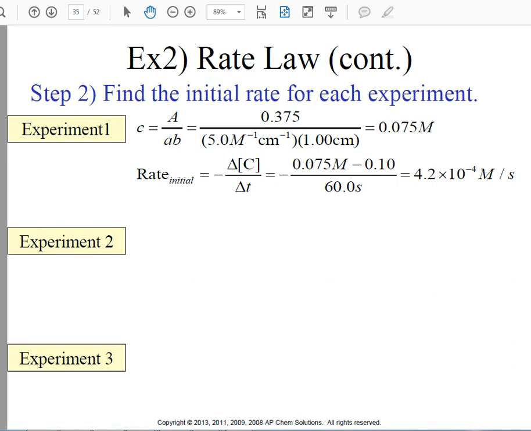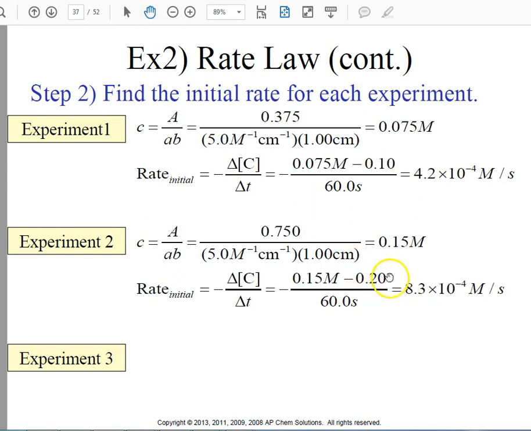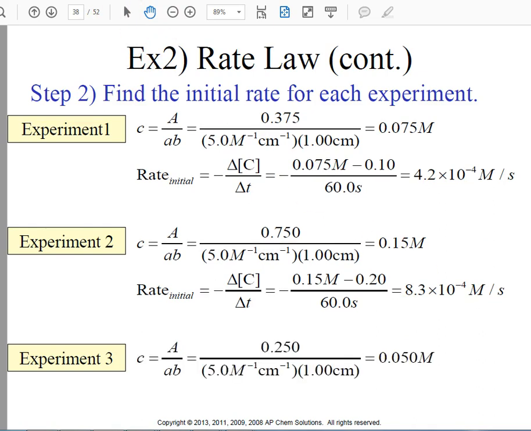All right, we'll do the same thing for experiment 2. This was our absorbance at 60 seconds for experiment 2. So we can use that to find the concentration at 60 seconds. We know that in experiment 2, we started out at 0.2 for C, right? We're only talking about C here because that's our only thing that we can follow because that's our colored species. All right, so it changed by 0.05, and we're dividing by 60 seconds because that's our initial time block, and there's our rate.